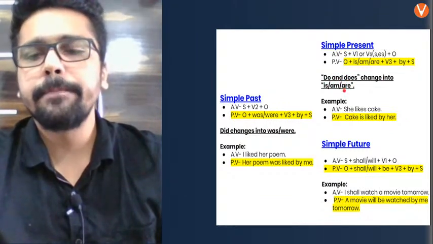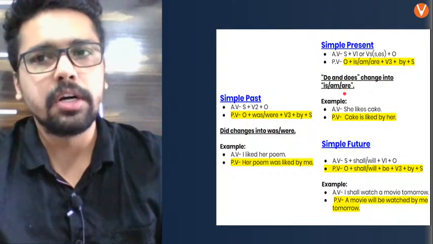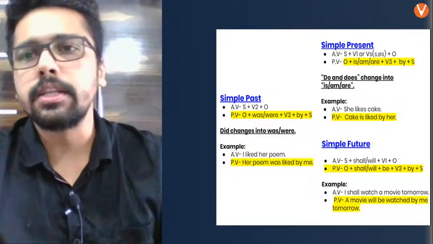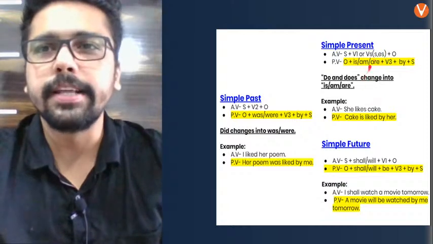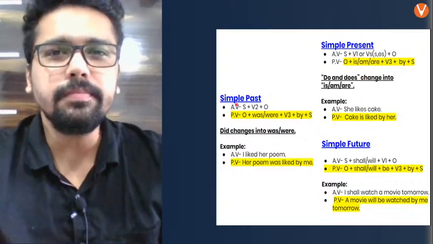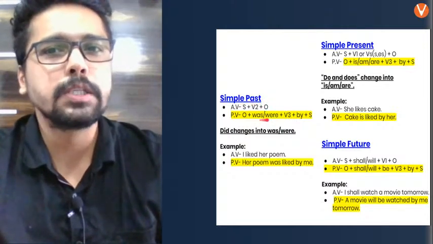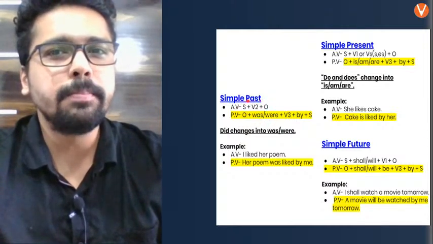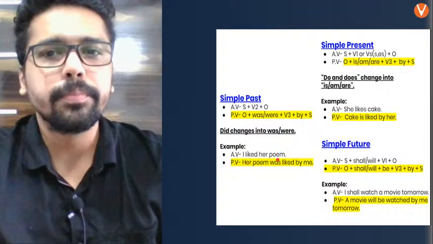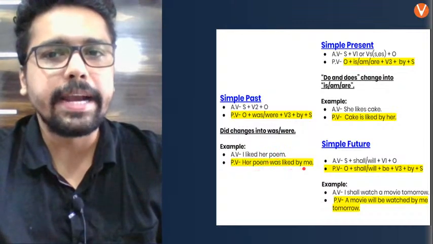For example, if I say, I do my work on time, so my work is done on time by me. Something like that. So present tense in active, am, is, are in passive. Past tense in active, was, were in passive. So if it is a simple past tense, you change it to was or were. Even did changes to was or were. See, I liked her poem. So her poem was liked by me.